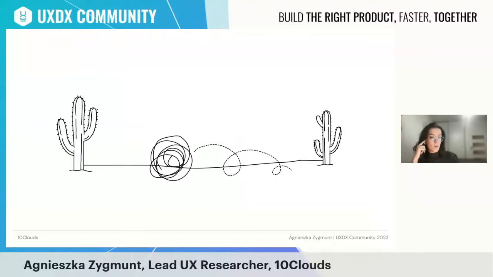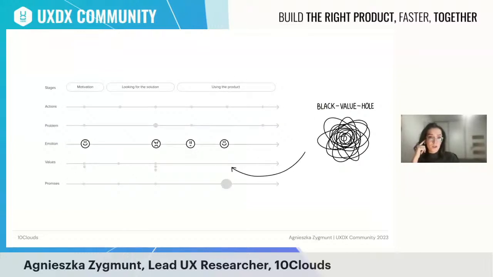And what we did, we decided to add two additional points to the customer journey map. So instead of only focusing on stages, actions, problems, and emotions, we decided, okay, what if we map promises, what we are promising to the users, and if we map values. But not only values that the user is expecting, but also values that we have in the company.